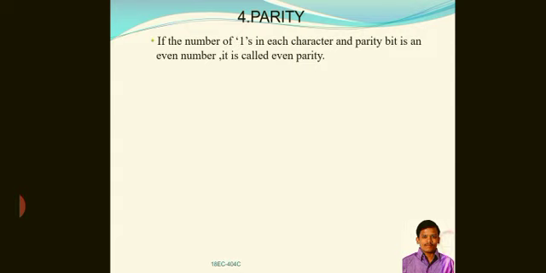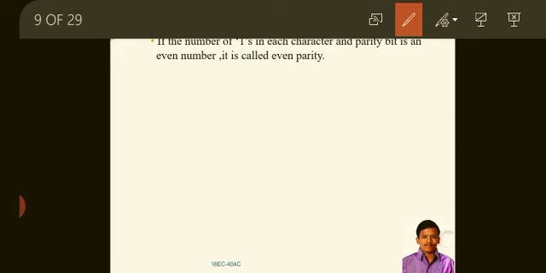So here, by adding this parity bit with the information, the number of ones present in the data will be an even number or an odd number. Suppose the number of ones in each character to be transmitted, including the parity bit, is an even number. Then it is called even parity. We will see a small example.